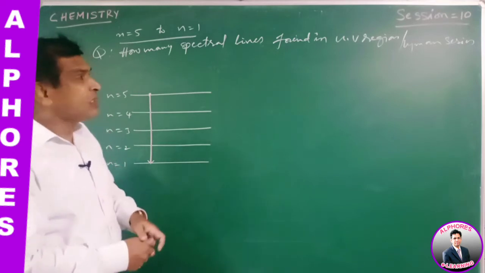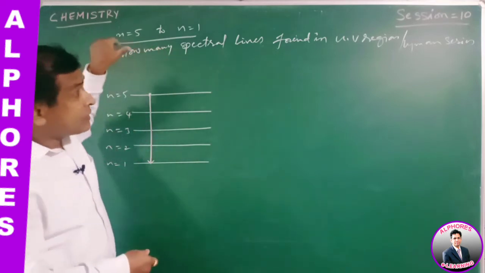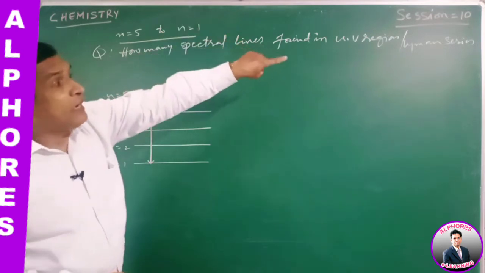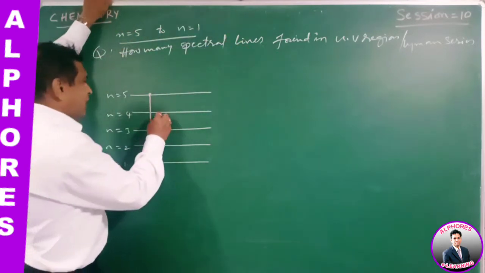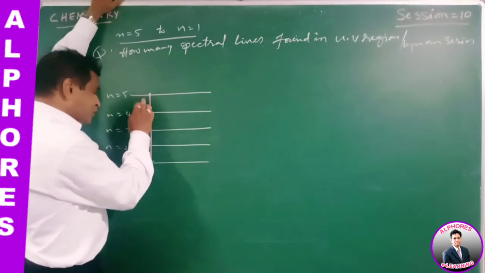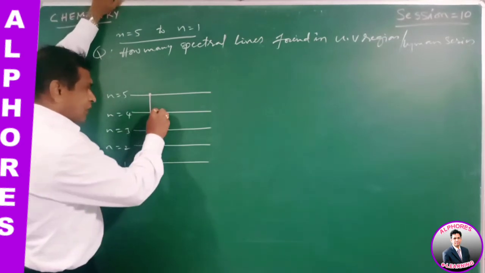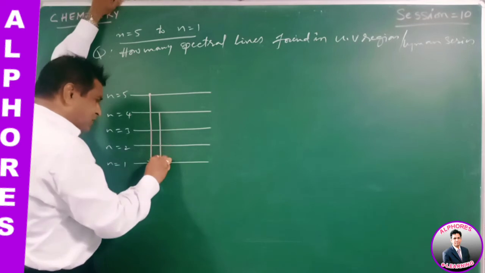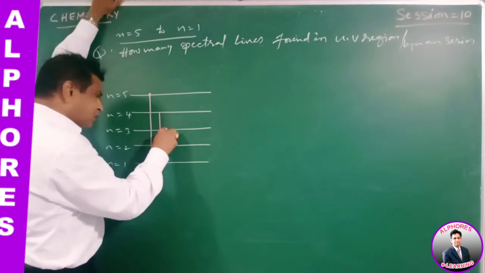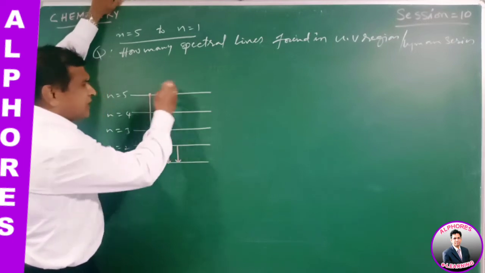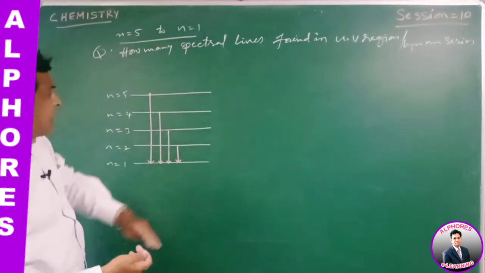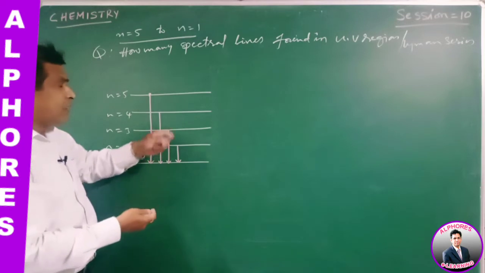But the question concerns only the number of spectral lines formed in the UV region, that is, the Lyman series. The electron may fall from 5th to 1st, or 4th to 1st, or 3rd to 1st, or 2nd to 1st. So here the de-excitation can take place like this.